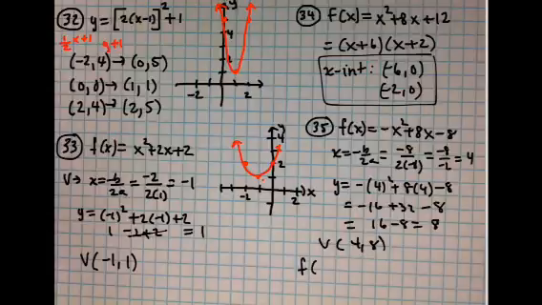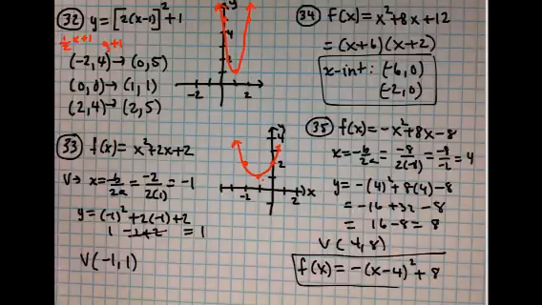So you write your function f of x. The a value is the same in standard or in vertex. So the a value is right here, -1. Okay, so you just write negative x minus h squared plus k. You could also solve this with completing the square if you'd like, but this is just as easy to use.